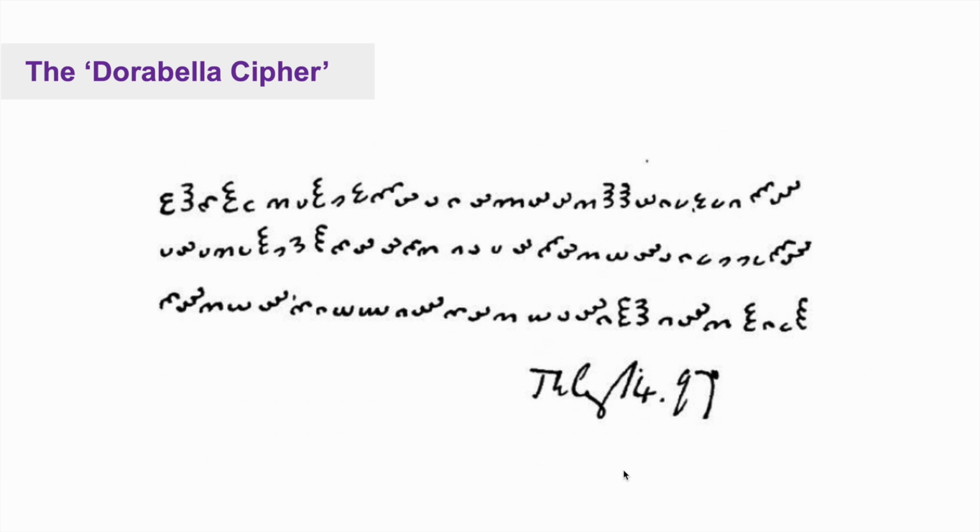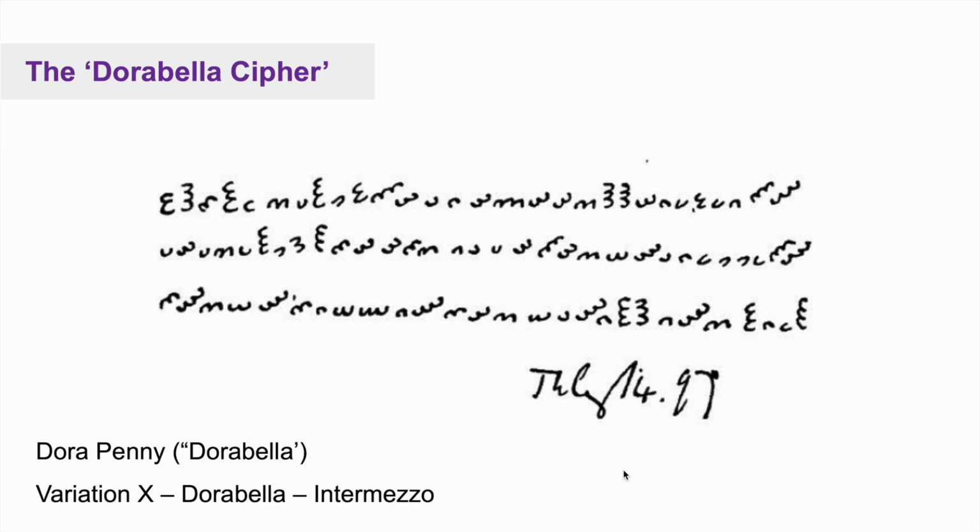There are 87 characters and a number of features that make it unique. She was unable to solve it. Today, this is known as the Dorabella Cipher. Elgar also dedicated a part of his famous Enigma Variations, number 10, to her, calling it Dorabella Intermezzo.